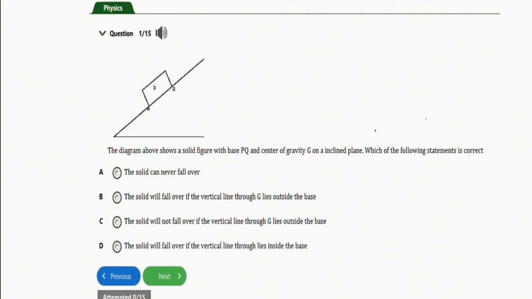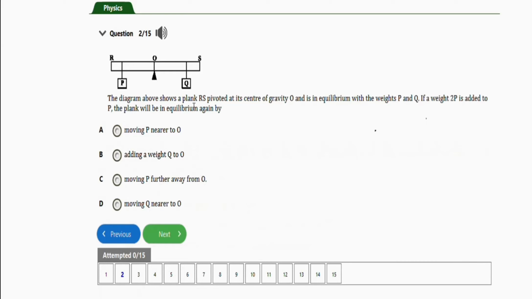Okay, the next repeated question will be this one. It says, the diagram above shows a plank RS pivoted at its center of gravity O and is in equilibrium with the weight P and Q. If a weight 2P is added to P, the plank will be in equilibrium again by moving P nearer to O, adding a weight Q to O, moving P farther away from O, moving Q nearer to O. So guys, the correct option to this question will be option A, which is moving P nearer to O. Take note of this particular question as well, guys.